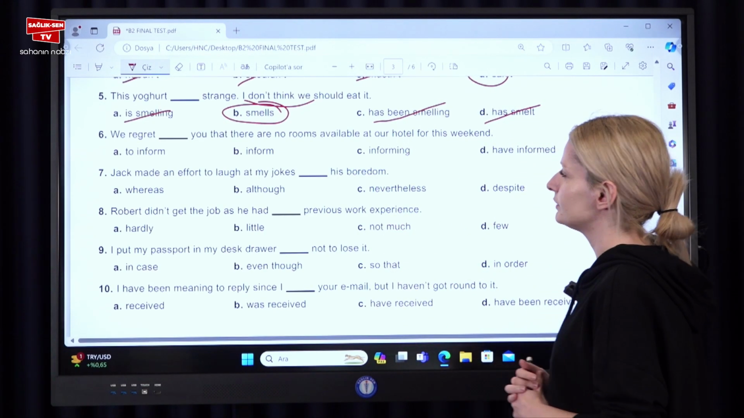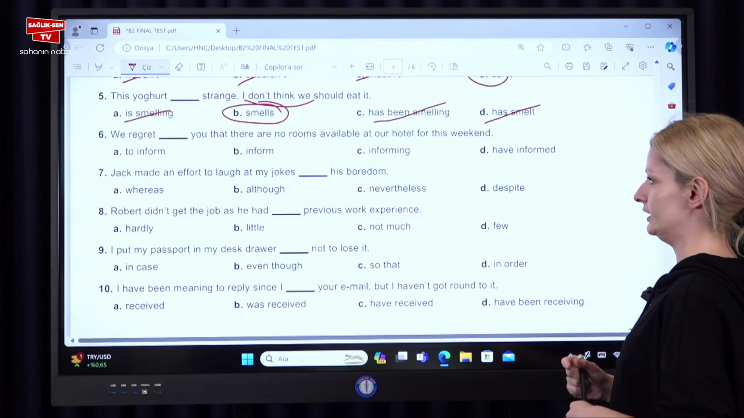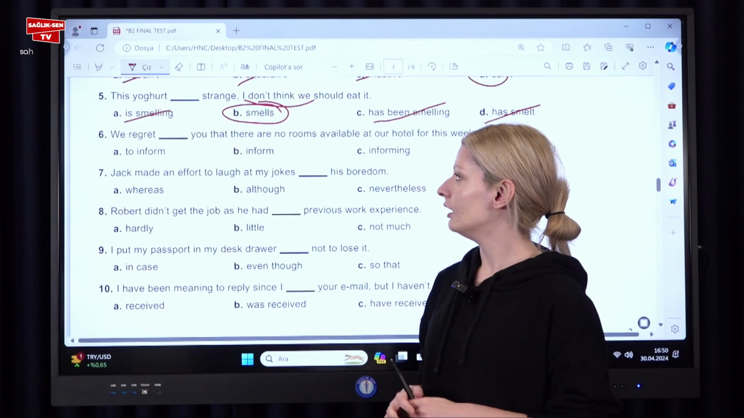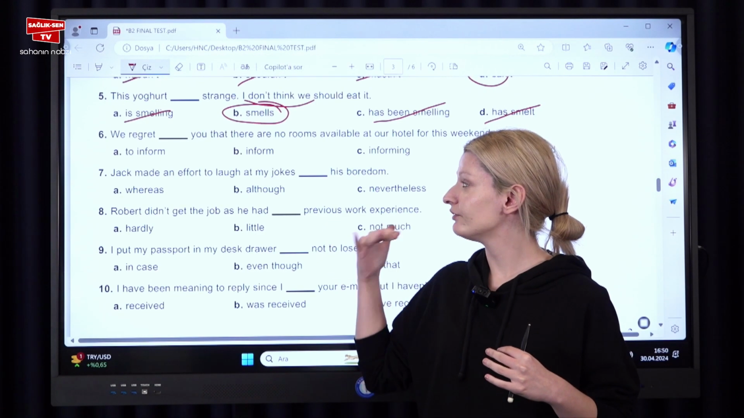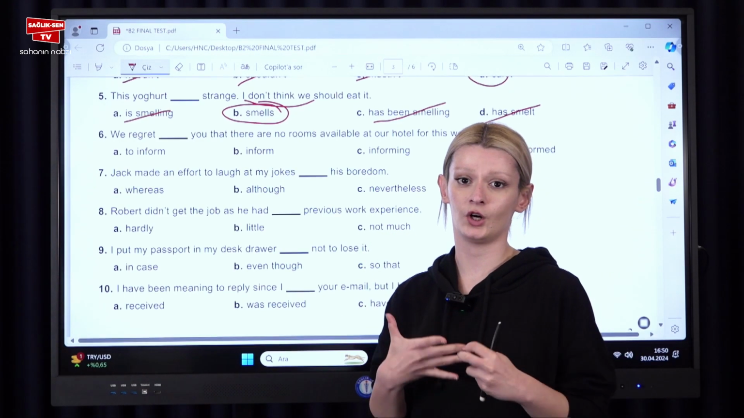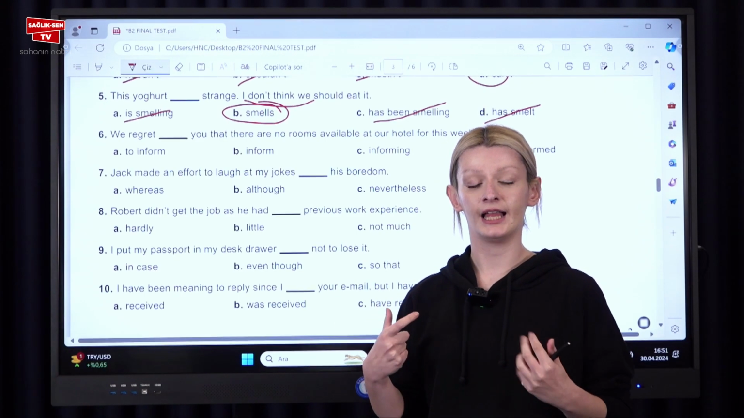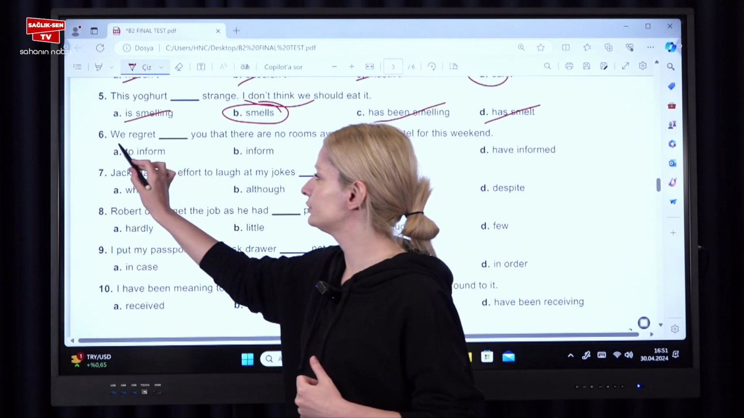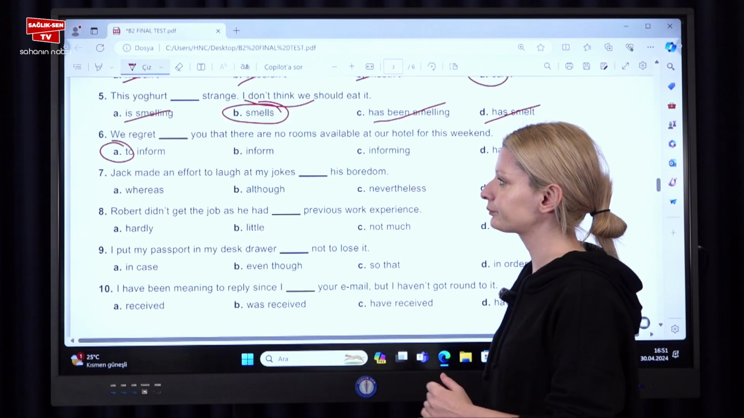"We regret blah blah you that there are no rooms available at our hotel for this weekend." This is a gerund infinitive question. The thing is, here we have an action that didn't happen, but we are informing someone and we are sorry to inform them. We don't regret an action that happened in the past. So I am going to use full infinitive form, to inform.